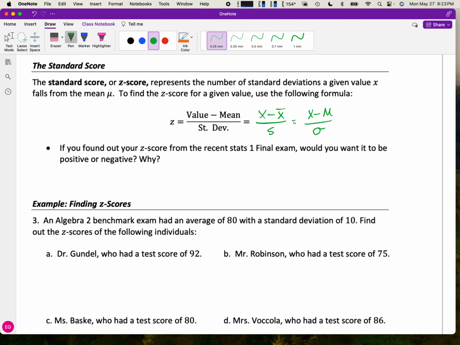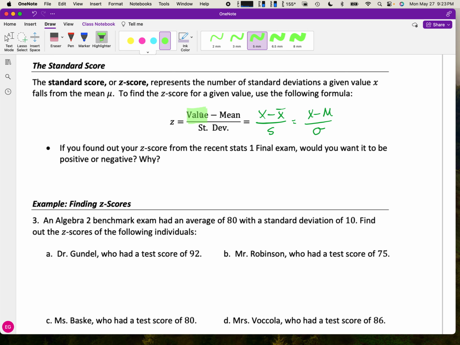We have a little thought-provoking question for you. If you found out your z-score from the recent test, would you want it to be positive or negative, and why do you think that? So take a second, literally like one Mississippi. All right. What do you think? Positive, negative? Did you all just shout out positive, like we're watching Dora the Explorer or something? No? Okay. Well, we want it to be positive.